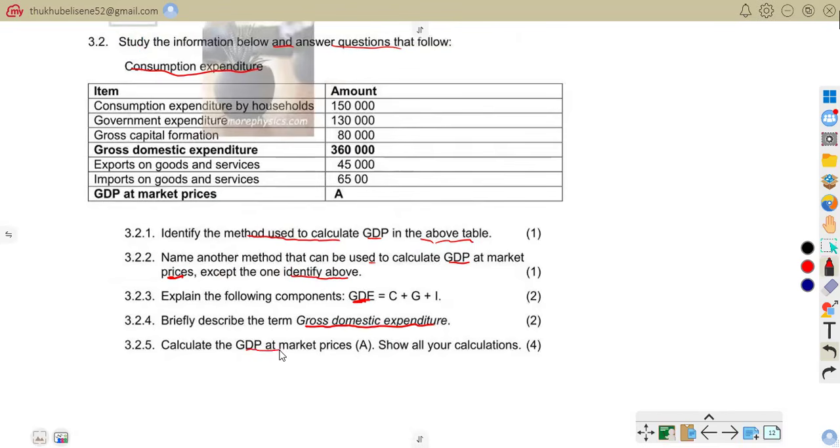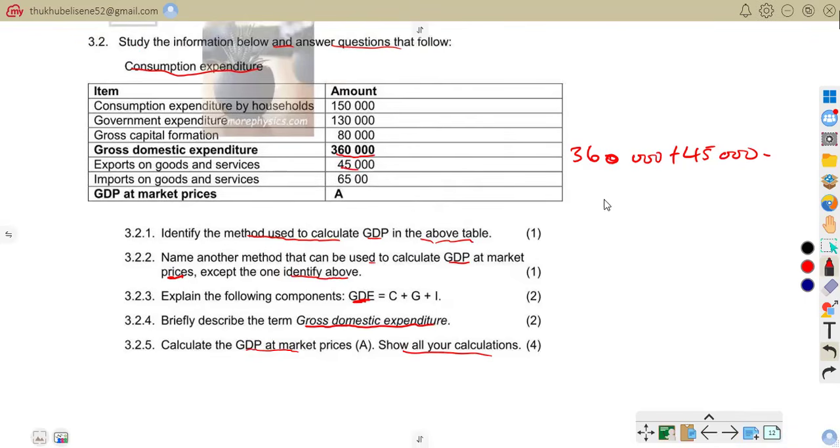calculate the gross domestic product at the market price and show all your calculations. So now you are to calculate what gross domestic product at the market price is, and then you show your calculation. So you can see we have our gross domestic expenditure, which is 360,000, plus 45,000, which is our exports of goods and services.